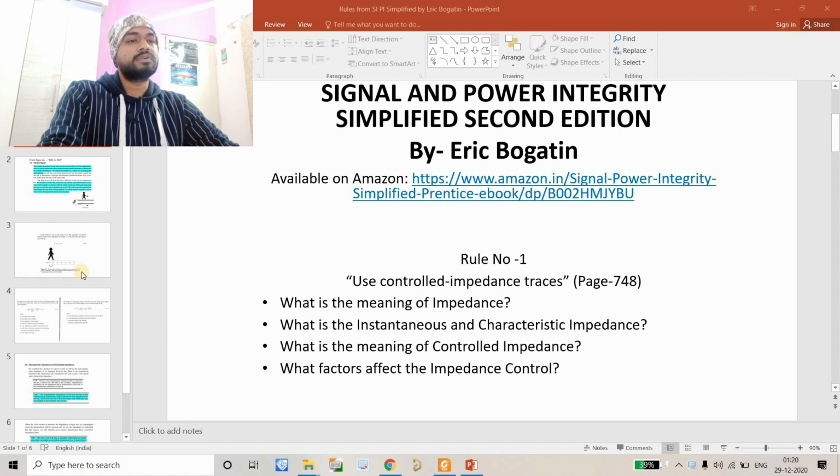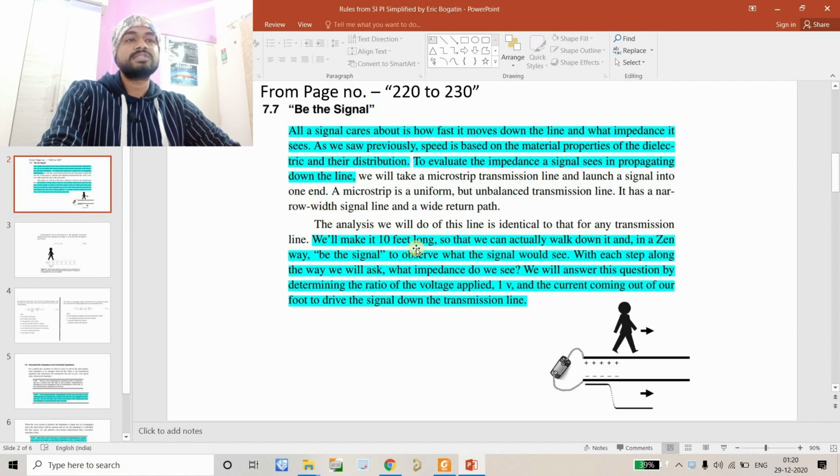So here, instead of discussing everything directly from the book, I have created a number of slides and taken screenshots from the book, so I can provide very direct information. Let's move to slide number 1. As you can see, apart from discussing the whole paragraph, I'm just going to brief everything. Here Eric wants us to imagine, as its name suggests, being the signal. He wants us to see ourselves as a signal and move along the track and see what impedance we can see.